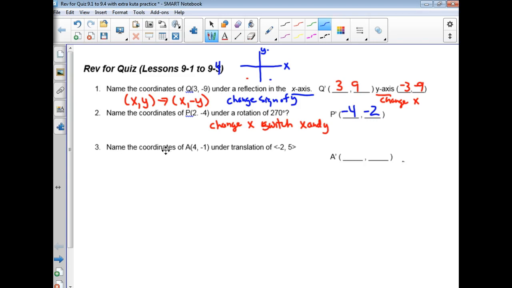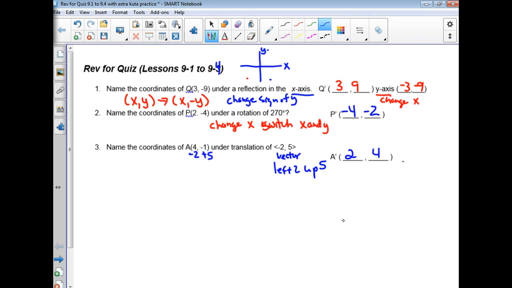All right, number 3 says, name the coordinates of 4, -1 under a translation of (-2, 5). This is a vector. It's telling you left 2, up 5. That's the same as if you took the x value and subtracted 2 and took the y value and added on 5. So I would just do 4 - 2 and get 2, and -1 + 5 and get 4. That would be the location of the new point if you translated it left 2 and up 5.